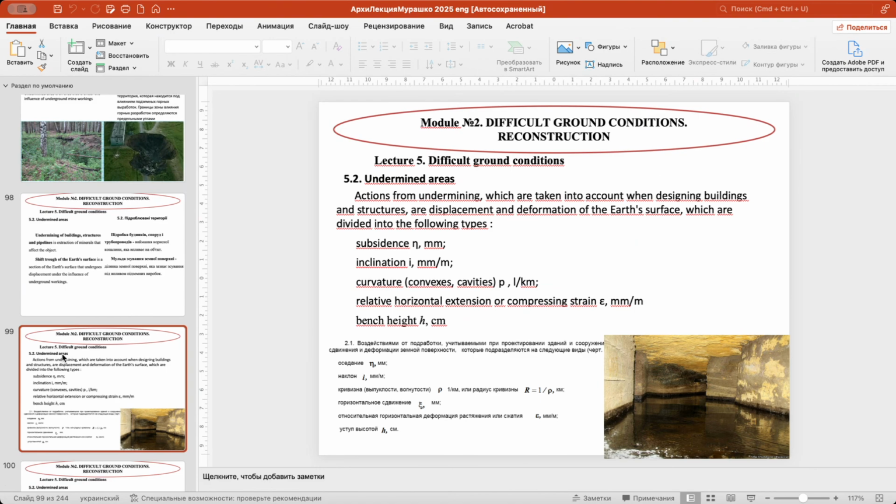Relative horizontal extension or compression strain, and bench height, because sometimes this subsidence cannot be seen from the surface as one overall curvature, but can also be seen as steps, because the ground sets have non-even settlement with such kind of steps. And here is an example of the Odessa undermined areas that are called catacombs.